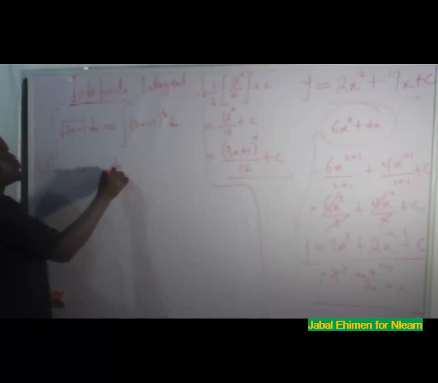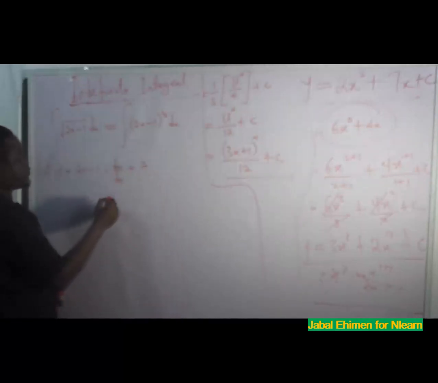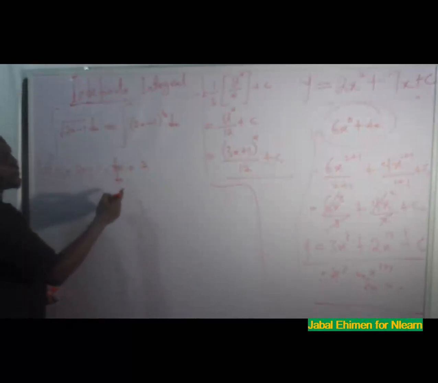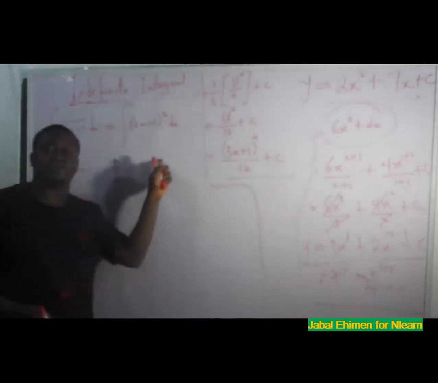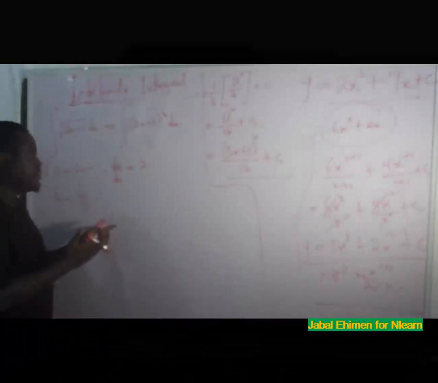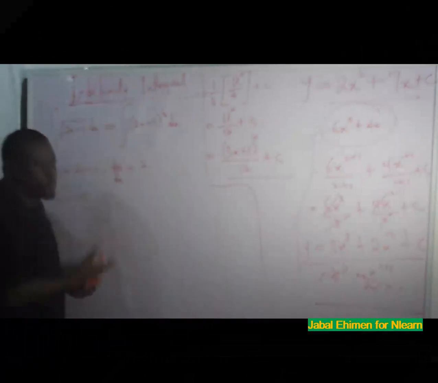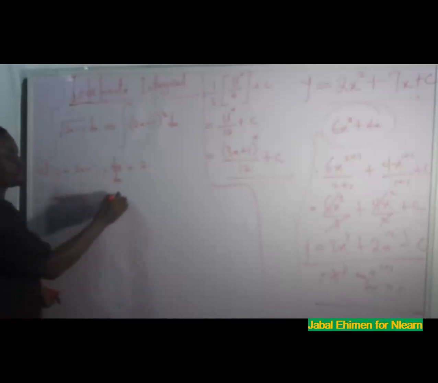So if I say u is this, then du over dx as a function will give me 2. So if I cross multiply, what it means now is that dx is du divided by 2. From here, dx times 2 is du. Divide both sides by 2, so dx is now equal to du over 2. So please take note of this.